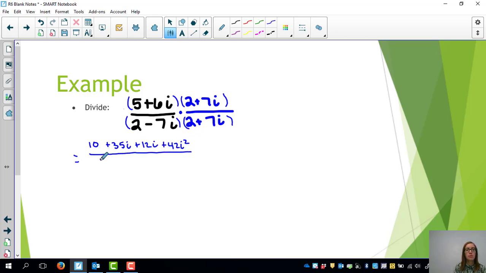Now we can multiply the denominator. 2 times 2 is 4. 2 times 7i is 14i. Negative 7i times 2 is negative 14i. And then negative 7i times 7i is 49i squared, or minus 49i squared.